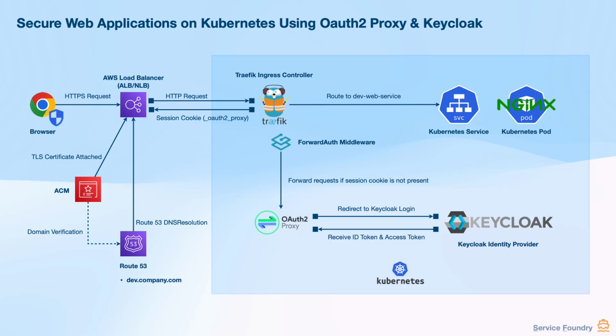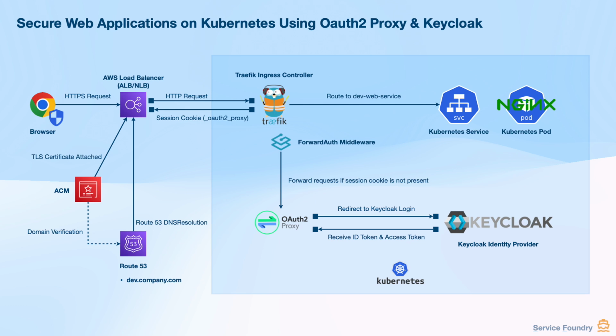Welcome to this walkthrough on securing Kubernetes web applications using single sign-on, or SSO. In this demo, we'll use the ServiceFoundry console to configure Traefik, OAuth2 Proxy, and Keycloak, all running on Kubernetes. Let's get started. This is our architecture.